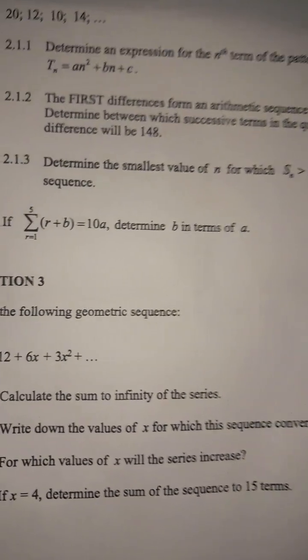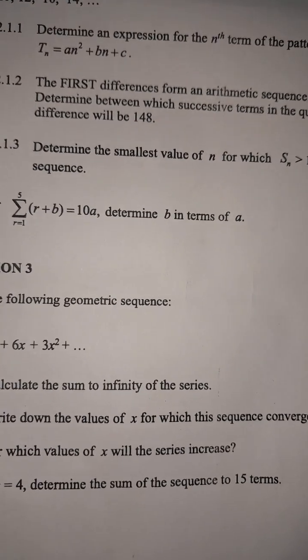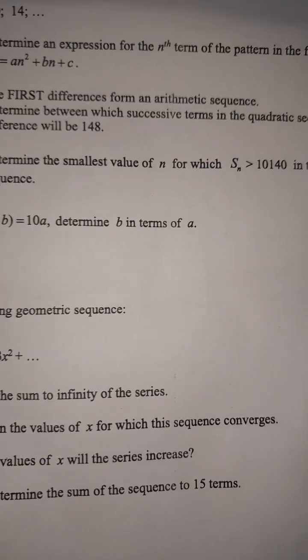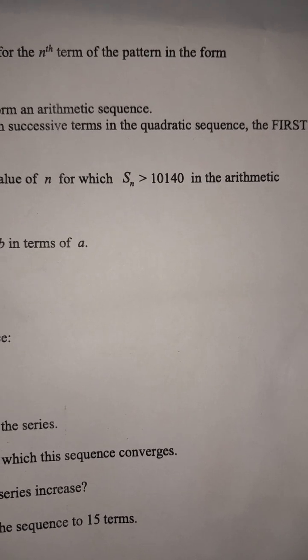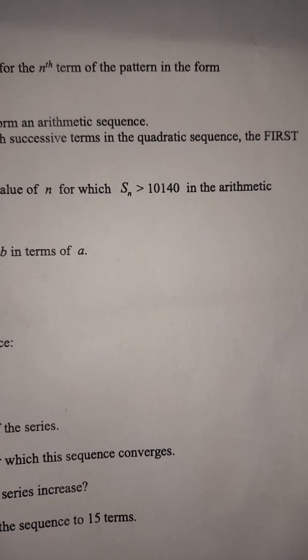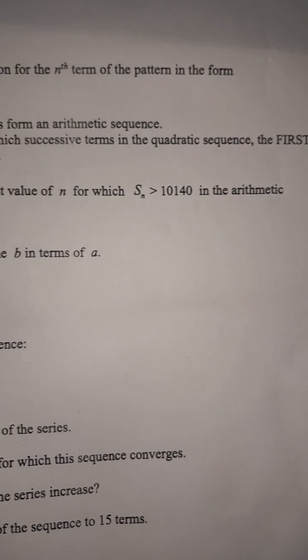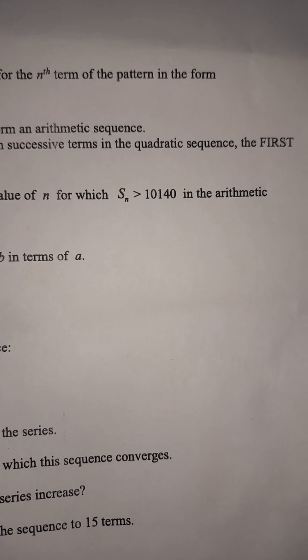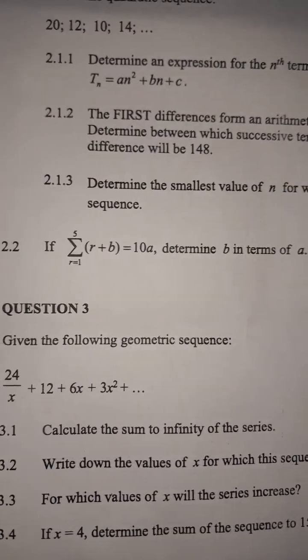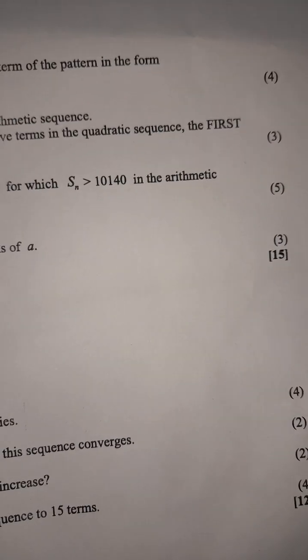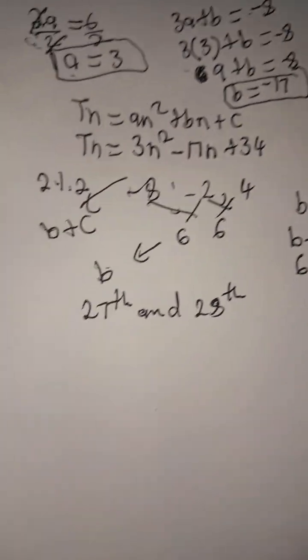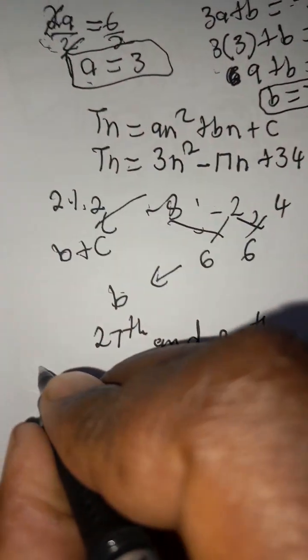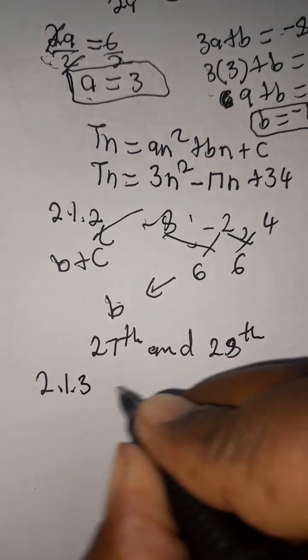Then now we will look at 2.1.3, which says determine the smallest value of n for which Sn is greater than 10,040 in the arithmetic sequence, right? How many marks is that? It's a beautiful 5 marks. Let's put that into practice. We will look at 2.1.3 now.